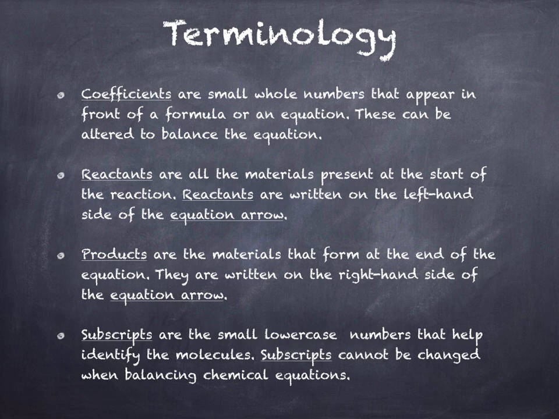And subscripts are the small lowercase numbers that help identify the molecules. Subscripts cannot be changed when balancing chemical equations. This is a big rule, because if you change the subscripts, you change the identity of the molecule or element you're dealing with. So if, for example, there was H2O and you decided to change the 2 to a 4, then it's H4O, and that's no longer water. And that's a problem. So without further ado, let's go into the balancing.